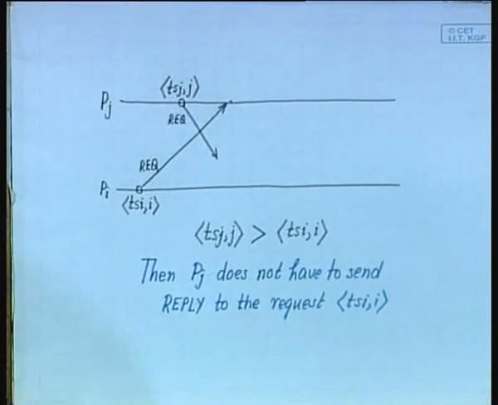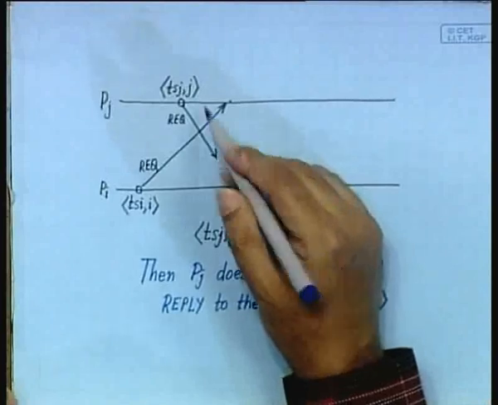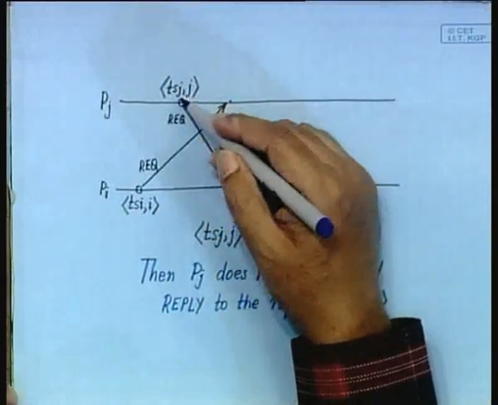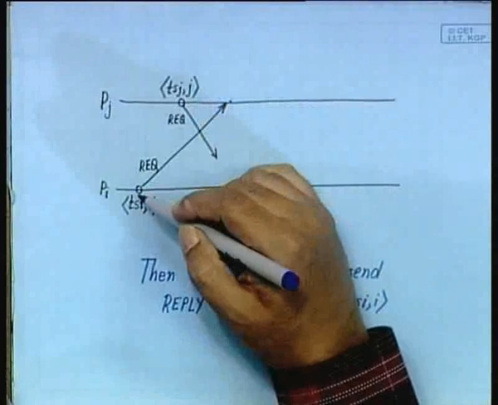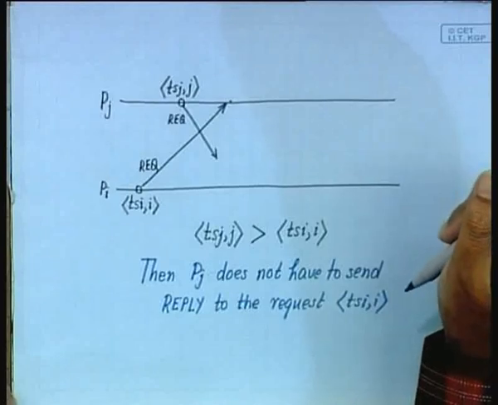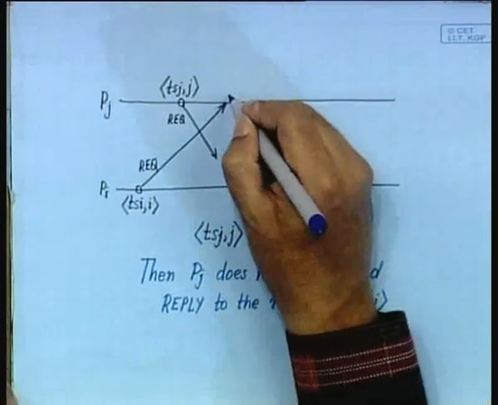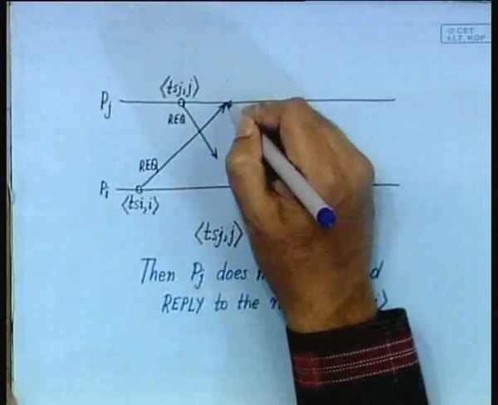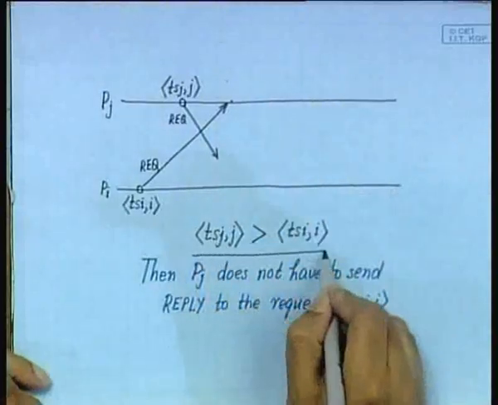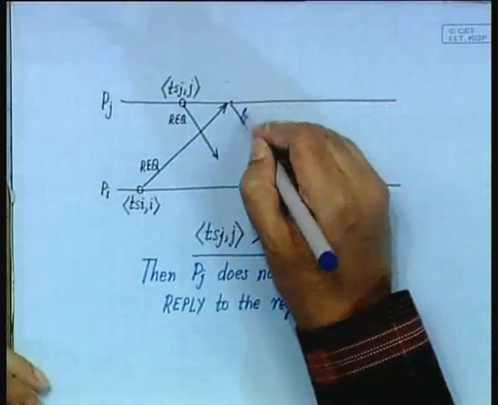That is because all that Pi needs to enter the critical section is some message from Pj which has a timestamp greater than TSi. So, this request itself is a message which has timestamp greater than TSi. So, there is no need to send another reply message. When it receives this request message, it compares TSi with TSj and finds that TSj is greater than TSi.